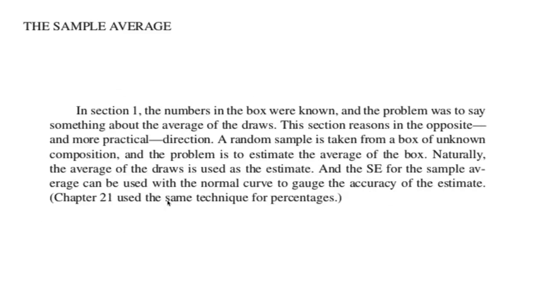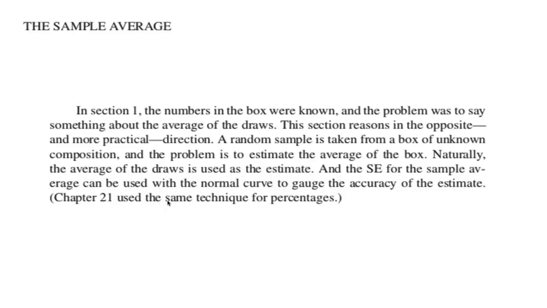Okay, now we're going to flip this and talk about something called the sample average. In the previous couple of slides, we talked about having a box that I know about and picking some tickets from it. But that's not very useful. What's more useful is to go in the opposite direction: I have a box that I don't know anything about, the composition I don't know, and I want to infer something about the composition of the box by looking at the data from my sample.